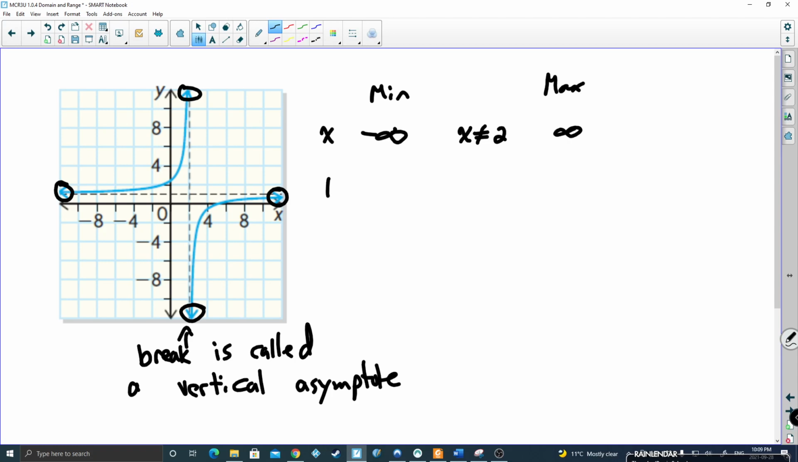So how do I write that in my domain? Well, besides the x can't equal 2, the graph exists everywhere. So we're just going to write x as an element of R to show that the graph exists everywhere. And then we're going to put a comma, and we're going to write x can't equal 2 and close my domain. That's stating that the graph exists everywhere except for at x equals 2.